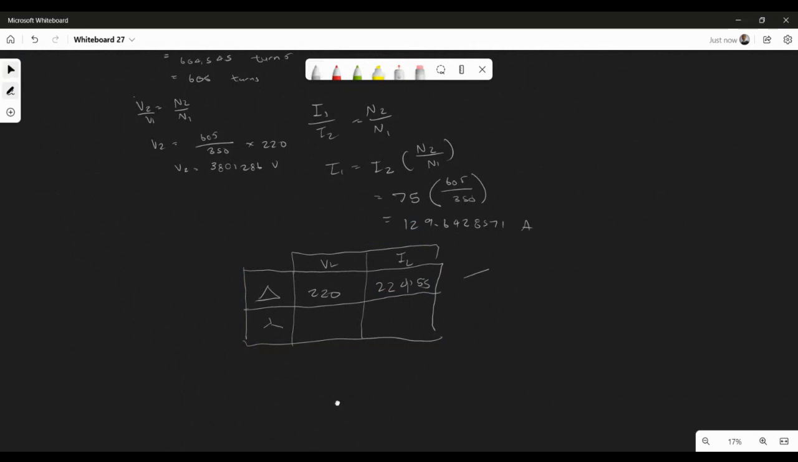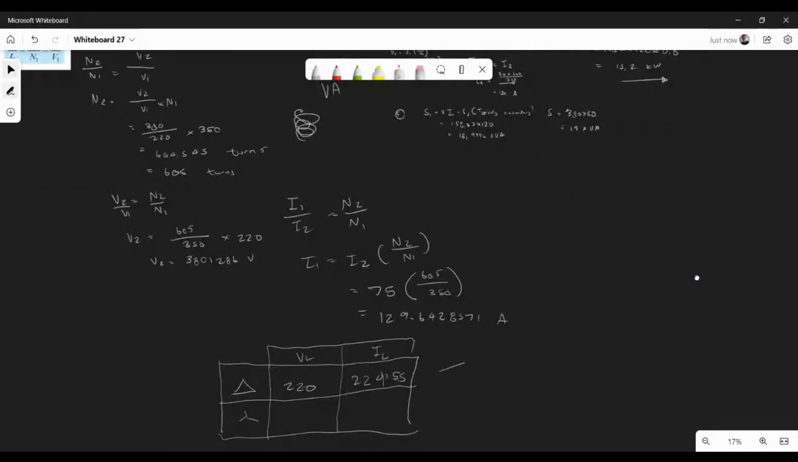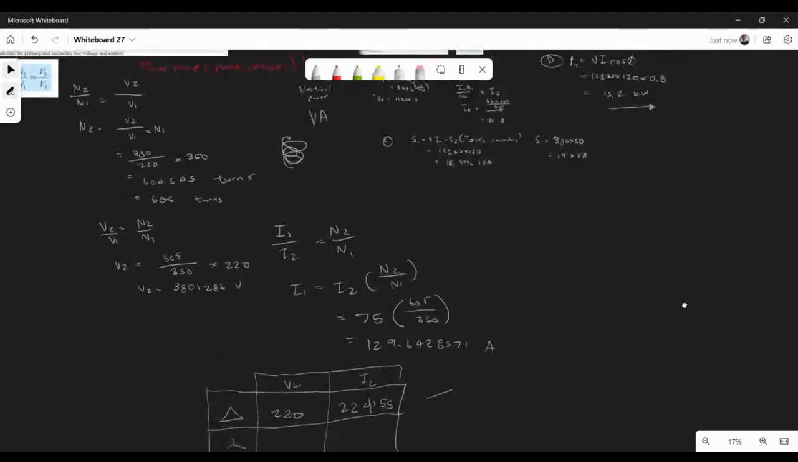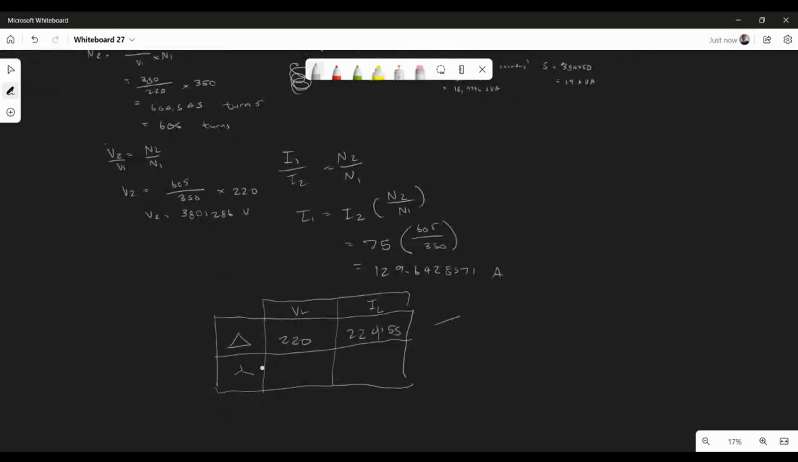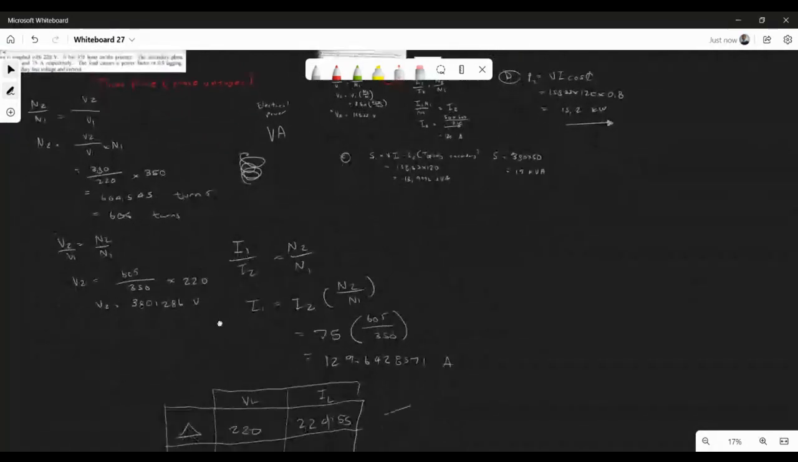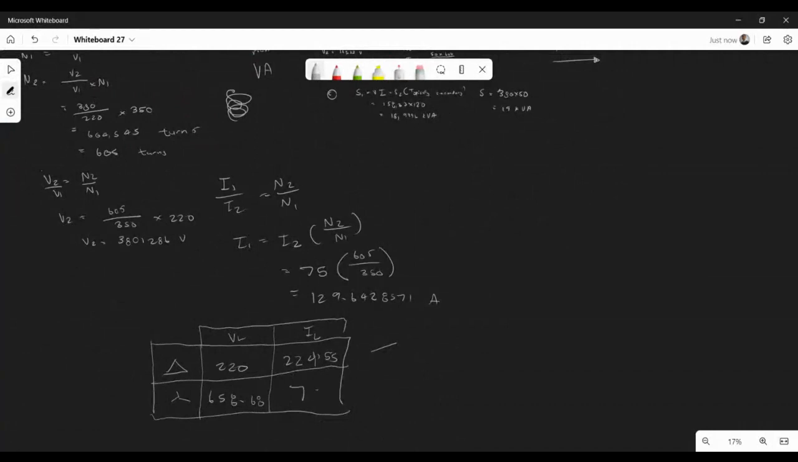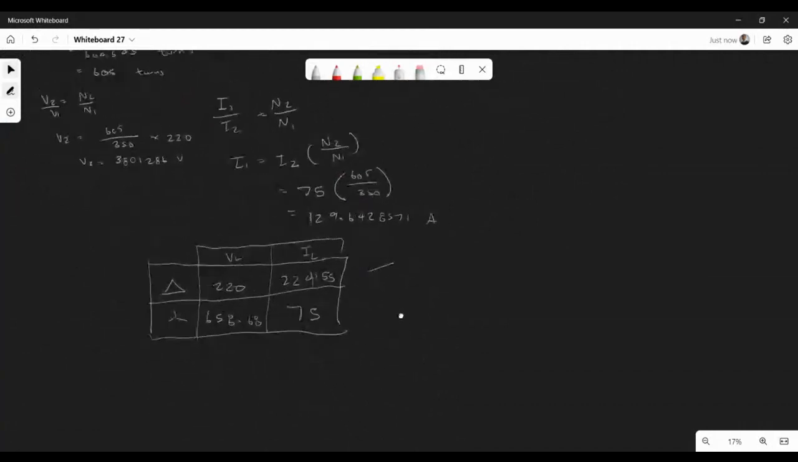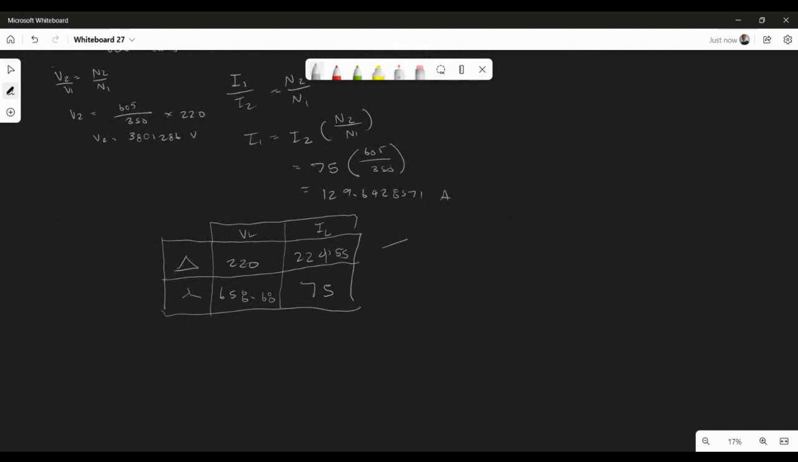Then I look at my star. My voltage, V2, is given as a phase voltage, so we have to multiply 380.286 by root 3 to get the line voltage. For current, I2, which is given as 75 amps, will remain the same, because the line current equals the phase current in the star formation. Are there any questions with this question?